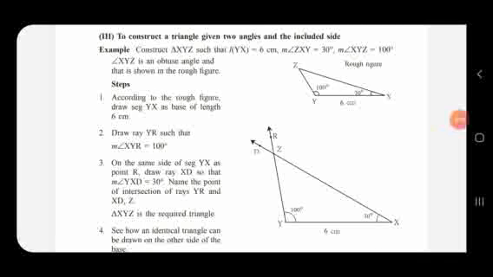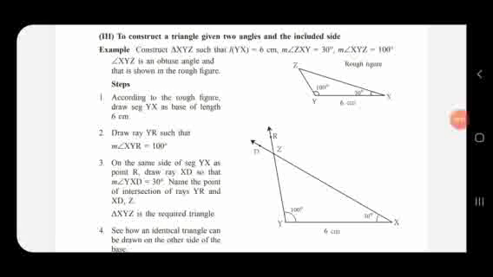Next type is if two angles and the included side is given. For example, consider triangle XYZ so that length of YX is 6 cm, measure of angle ZXY is 30 degrees and angle XYZ is 100 degrees. As one angle Y is 100 degrees, this is an obtuse angle triangle. So draw a rough figure for that.